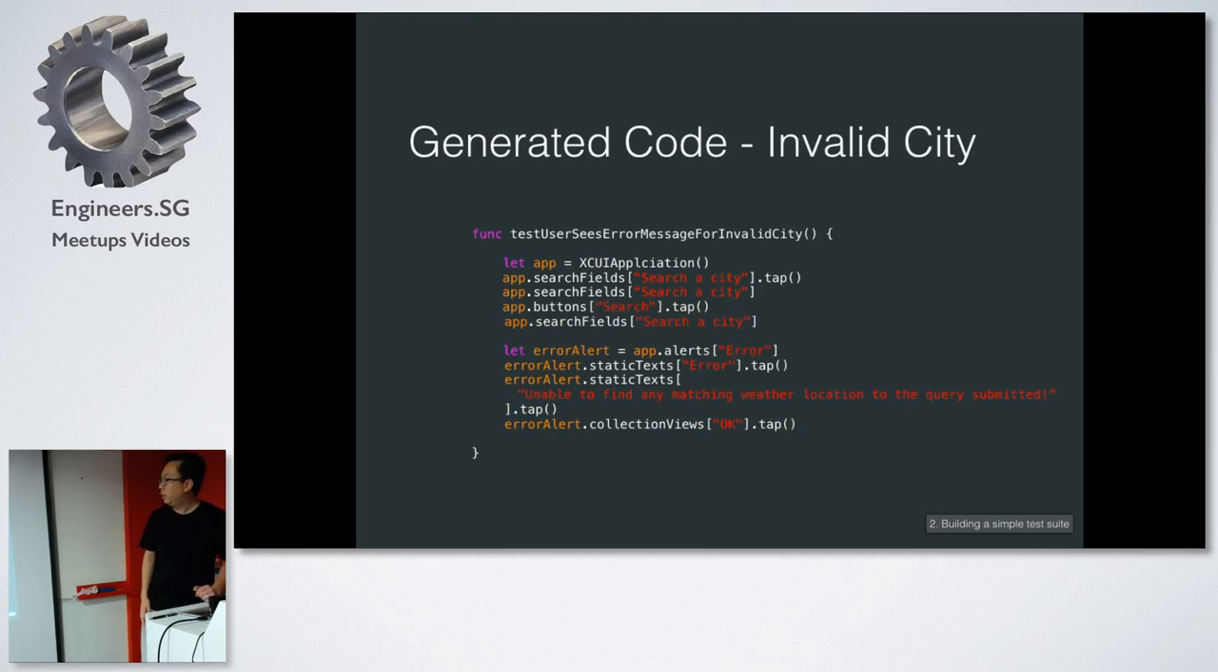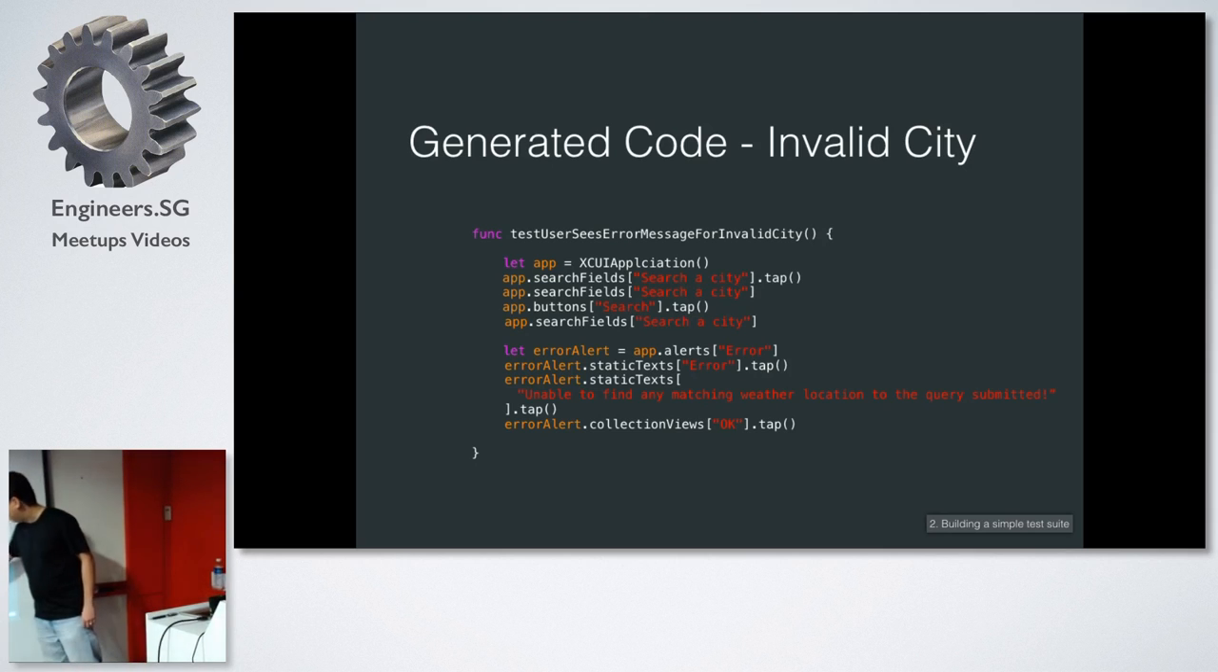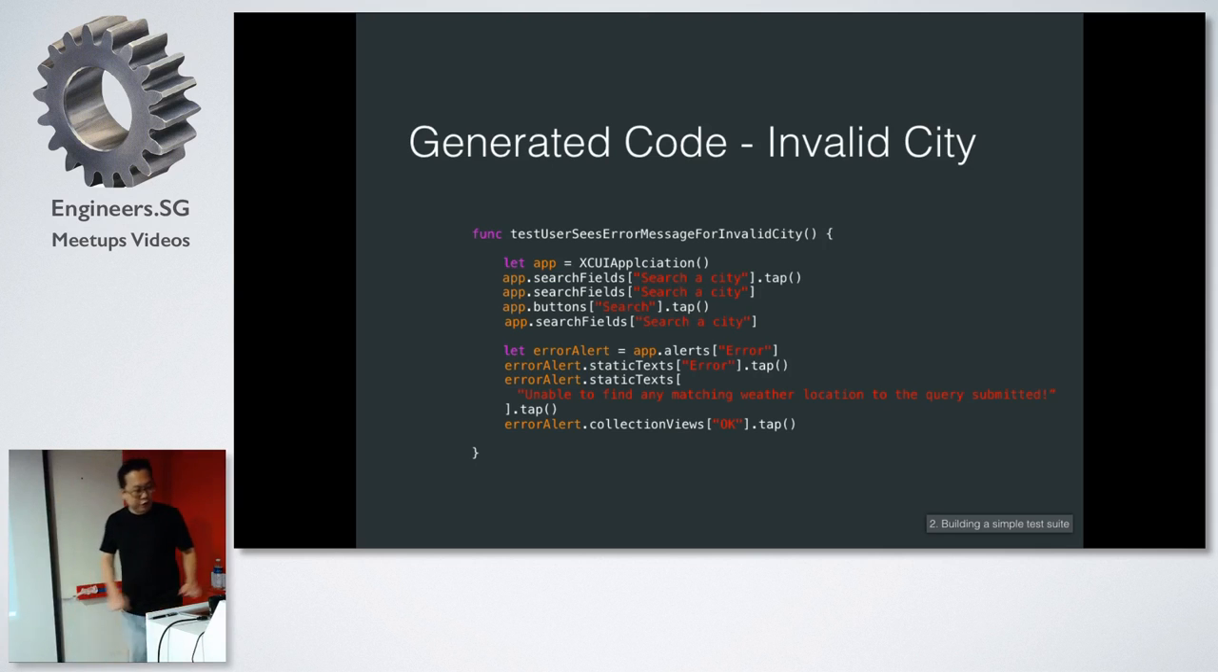So here for the invalid city, now at least it's better, we have the XCUIApplication object. So again, we get the search field, tap it. We are supposed to type in the invalid city. We tap on the search keyboard button. And the later part, we tap on the error and the error message, as well as closing the alert action sheet. So of course, some things are not well done over here. So let's go ahead and refactor the code.